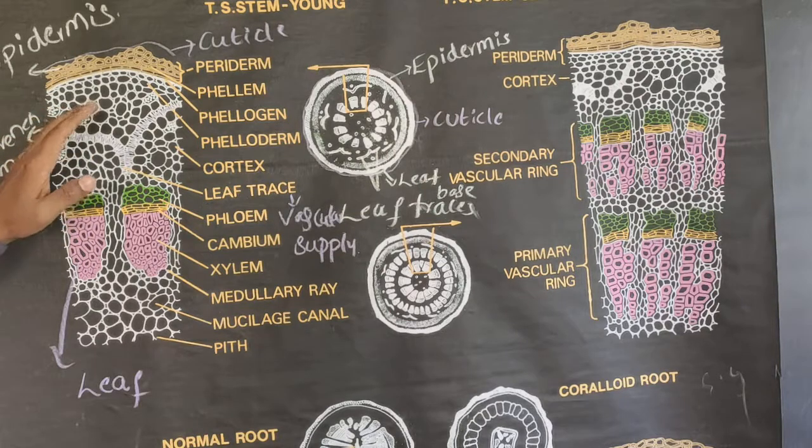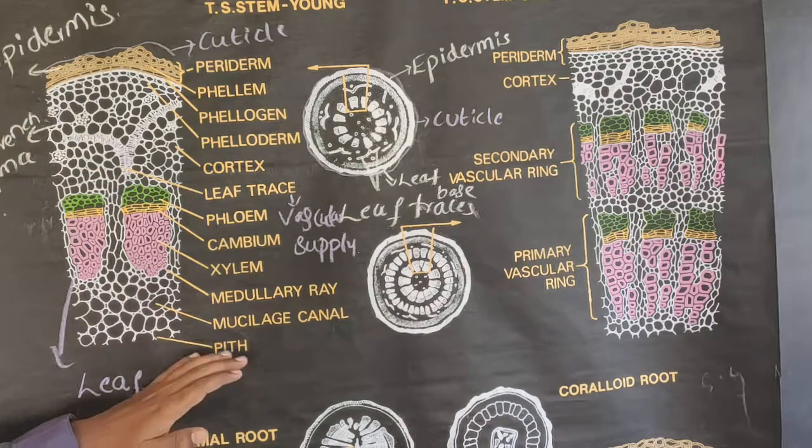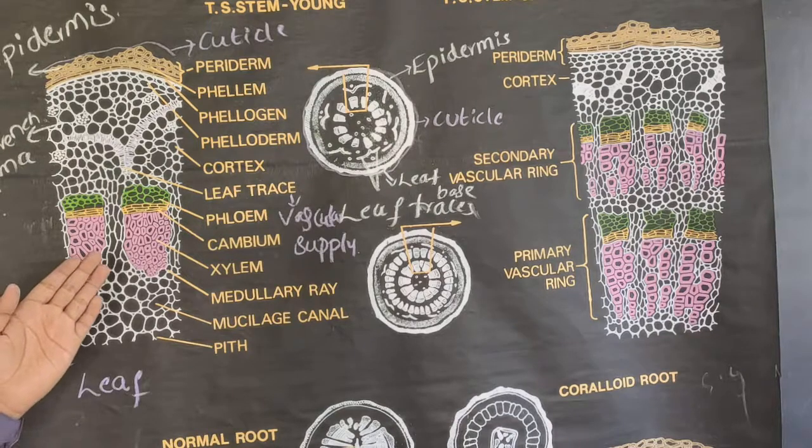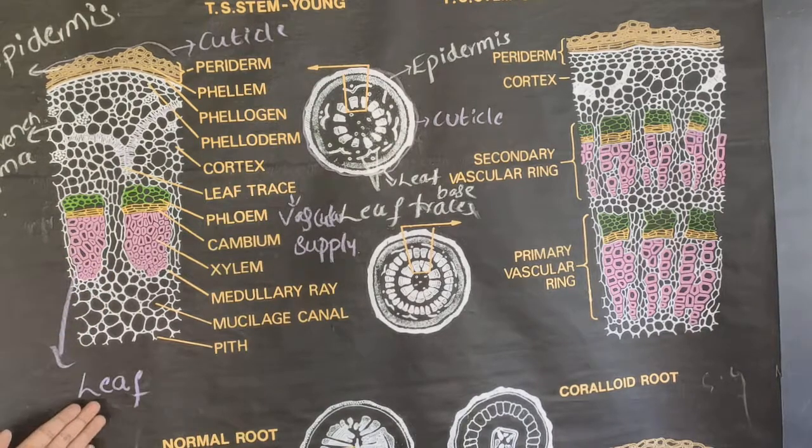It is mainly made up of parenchymatous cells. It consists of storage cells and the mucilaginous canals. Along with that, leaf traces are present. Those leaf traces are nothing but the vascular supply connecting the vascular bundles of the stem to the vascular bundles of the leaf.